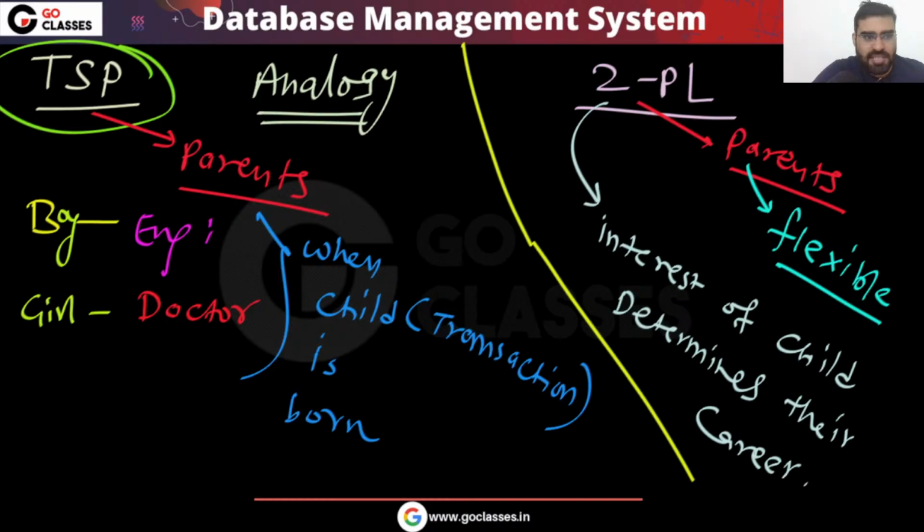So you can see these are the two types of parents, and these are the two types of protocols. Did you understand this analogy? I know this is an analogy, but don't worry, you will understand the difference between the timestamp protocol and the two-phase locking protocol. Did you understand that there are two types of parents? Similarly, there are two types of protocols.